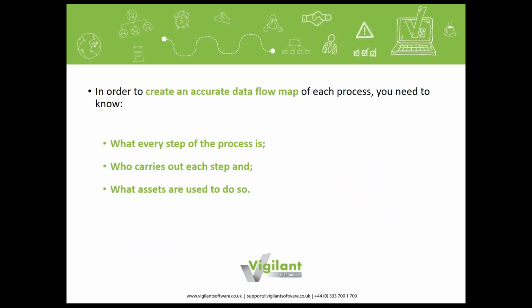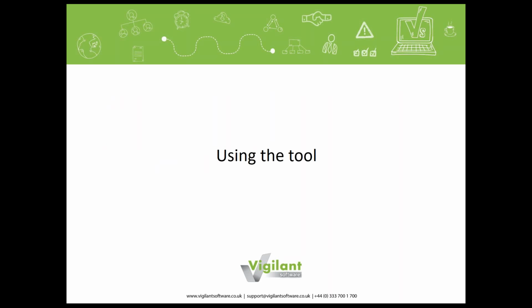In order to create an accurate data flow map of each process, you need to know the following things within your business. What every step of the process actually is. So this may involve you going around the individual departments of your company and doing almost a fact-finding mission to find out what sort of assets they're dealing with. Then it'll be a matter of finding out who carries out each step, and then finally, as I mentioned a second ago, what assets are used to do this.